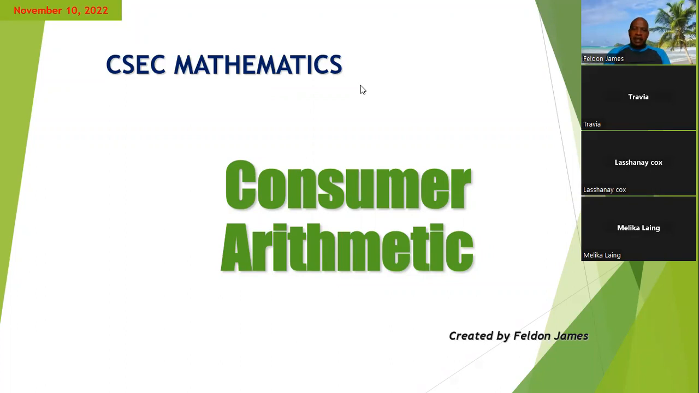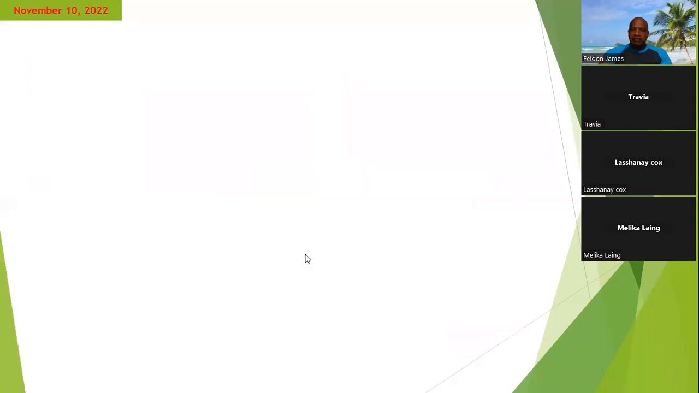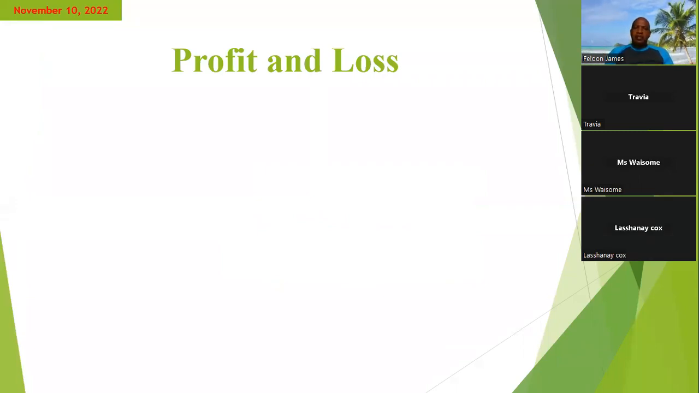So as I was saying, the topic of today is consumer arithmetic that surrounds any kind of transaction in terms of buying and selling. And so we're going to be starting off with profit and loss.